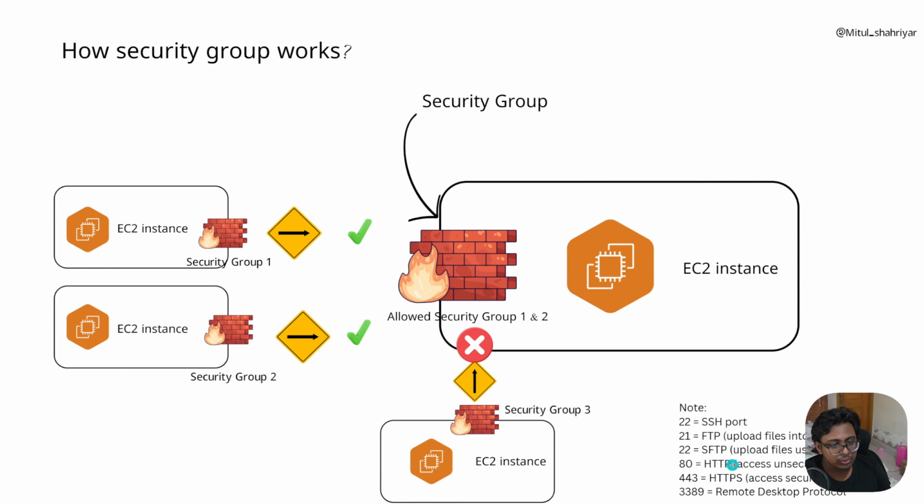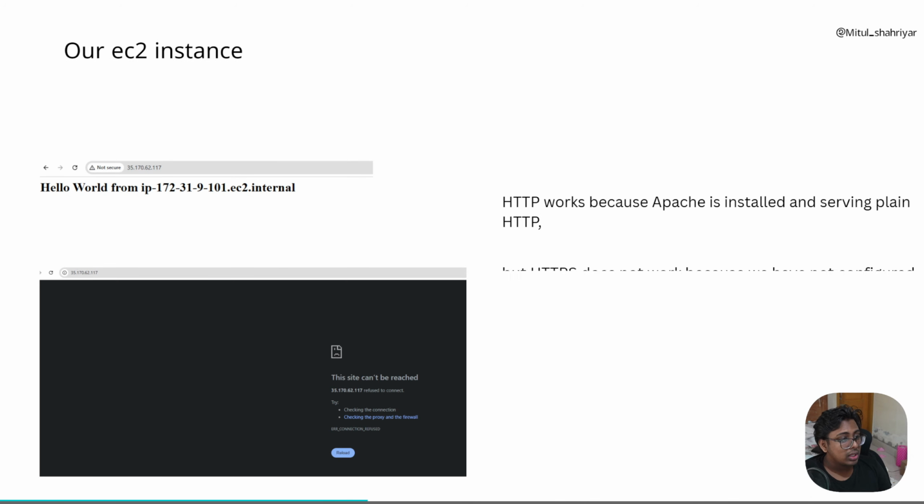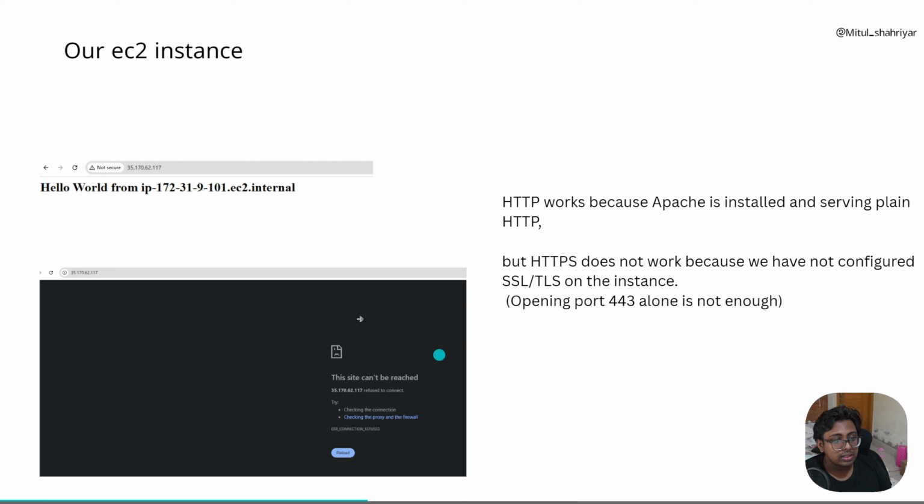Now there are some interesting ports to remember. 22 for SSH, 21 for FTP, 22 for SFTP, uploading files using SSH, which is why they are the same, 80 for HTTP, 443 for HTTPS, and 3389 for remote desktop protocol. We just need to focus on 22, 80 and 443, because we have seen them when we were launching the EC2 instance. Also keep in mind that this is how it's going to work.